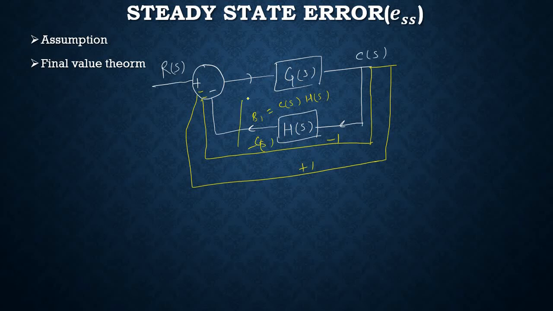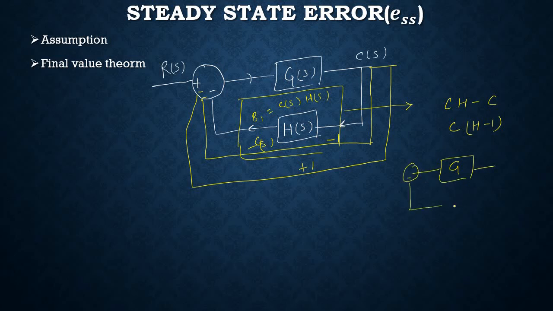And then club these two terms. When you club these two terms, they are equivalent to C(H minus 1). I remove the s factor here, and then you can say this will be a system like this, G with error and -1, and here this will be the H minus 1 feedback. Here C. So this is one more system.